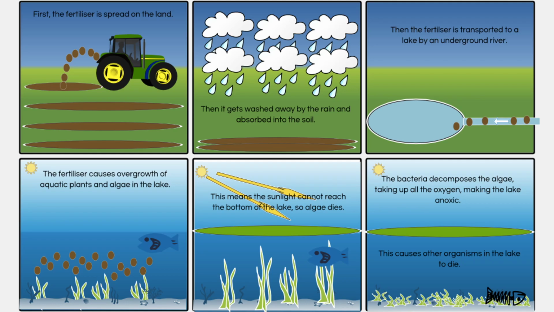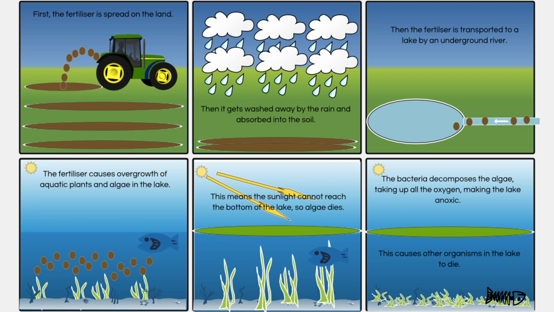When we're talking about cultural eutrophication, usually we're looking at fertilizers. So fertilizers are spread on the land, they get washed and absorbed into the soil, or they could be transported directly into water, but this is underground. So the fertilizer gets into the soil, it's then transported by an underground river and gets into the water source.